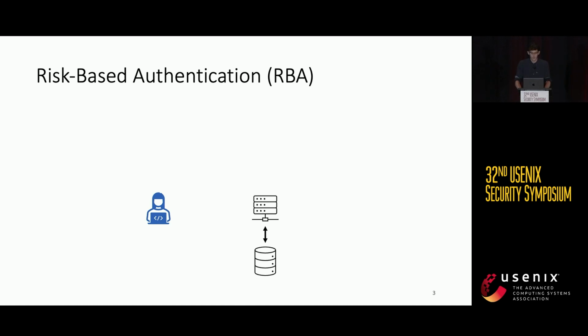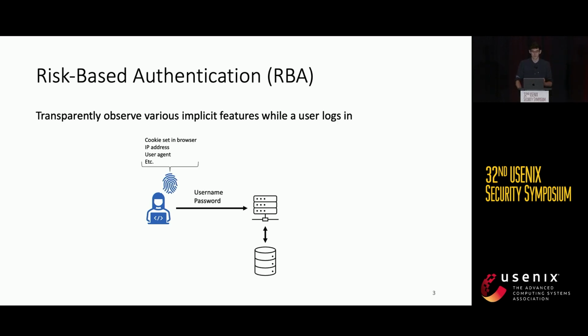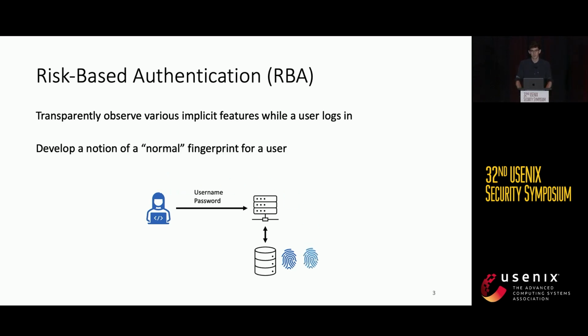In RBA, in addition to submitting a username and password, a fingerprint is taken of a user that observes various implicit features in their browser, such as whether a cookie is present, their IP address, and their user agent. If the credentials match what is known for that user and the authentication is successful, the fingerprint is saved in a database. And over multiple successful logins, the system starts to develop a notion of what is normal for that user.